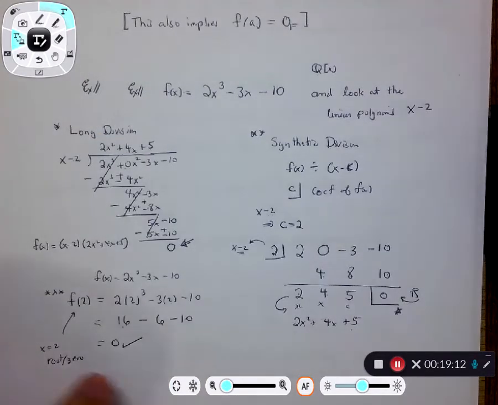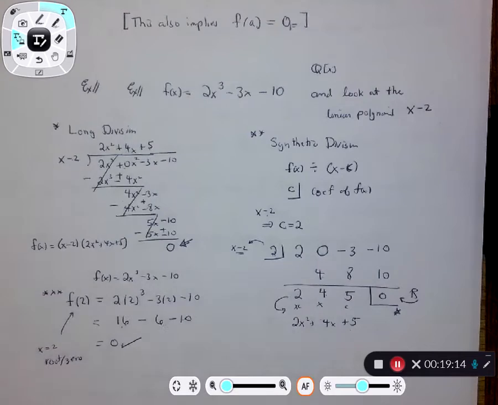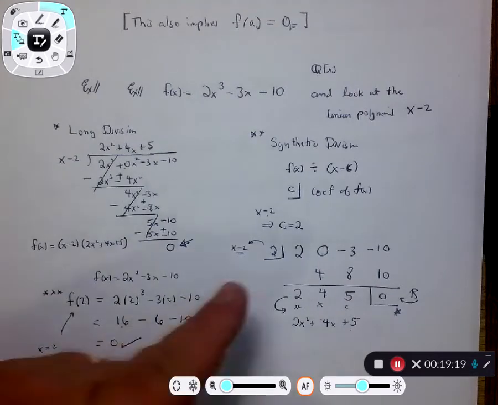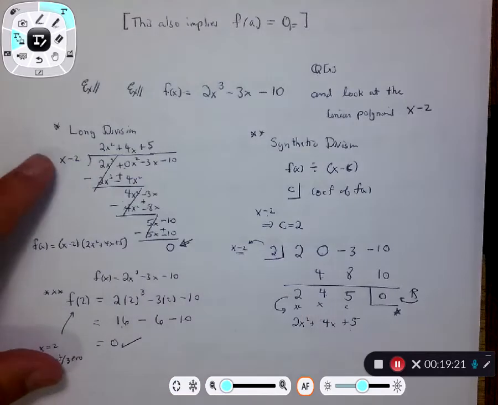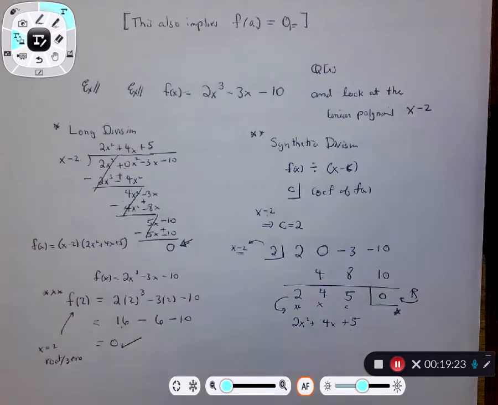But for us, synthetic division or long division is a great way that we're going to check, because we are talking about linear terms that you're going to be dividing by, looking for those factors.